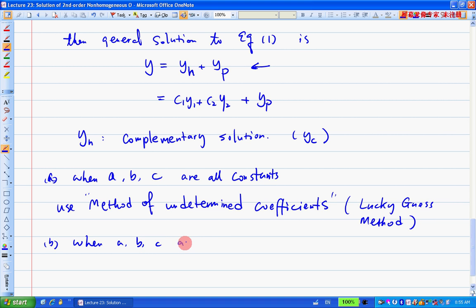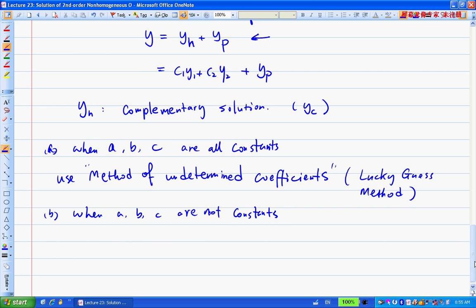Now, when A, B, C are not constants, then what we can do is use the so-called variation of parameters. This name sounds familiar, isn't it? I think I used this name in the procedure of finding the general solution of the second order equation when you have repeated double roots, right?